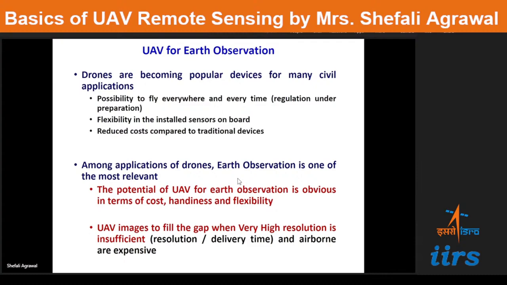So in a nutshell, they offer high versatility and flexibility compared to airborne platforms or satellites, and they can operate rapidly without a planned schedule. That's what I said: the possibility to fly everywhere and every time, flexibility to install any kind of sensors, and reduced cost compared to other platforms. You can fly at a very low altitude, below the cloud cover, unaffected by it, and collect very high spatial resolution images.